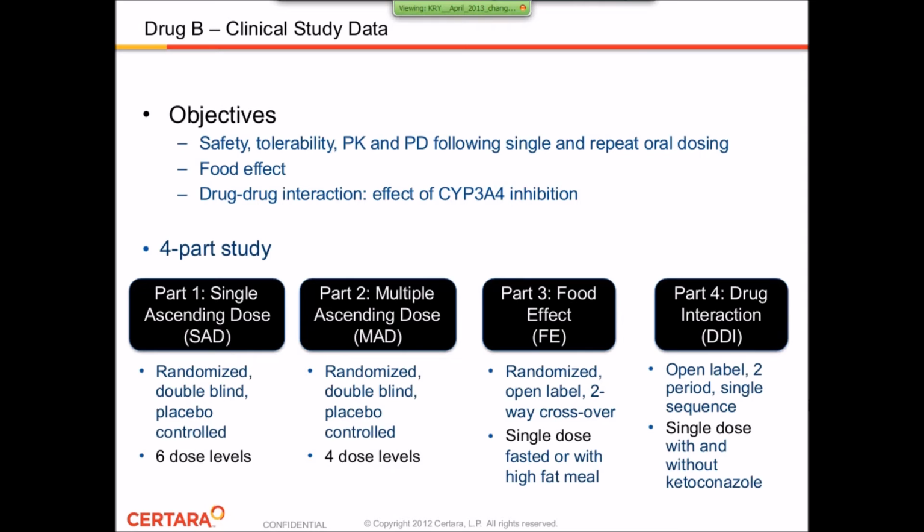What clinical data do we have that can help us build or validate the model? This is a clinical study that was conducted. It's a 4-part study. There were the usual single ascending dose data, with 6 dose levels measured, and multiple ascending dose data, with 4 dose levels measured. Food effects were also looked at, as well as a drug-drug interaction with ketoconazole. So this is the clinical data that I had a look at, because I wanted to make sure that I had this data available to help develop and possibly refine the model once I'd assessed how well the in vitro data were performing.